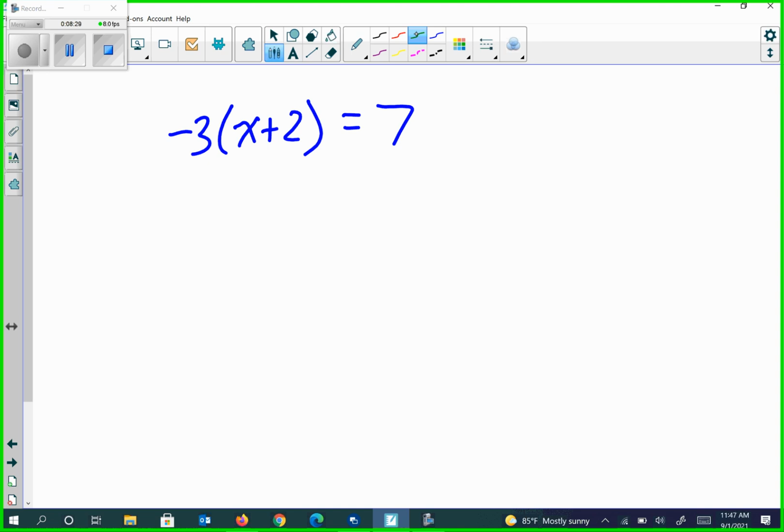Friends, did you distribute -3 over the parentheses first? So you went -3 times x and -3 times 2? Okay. So I have the next step that I wrote up there. See if you agree.